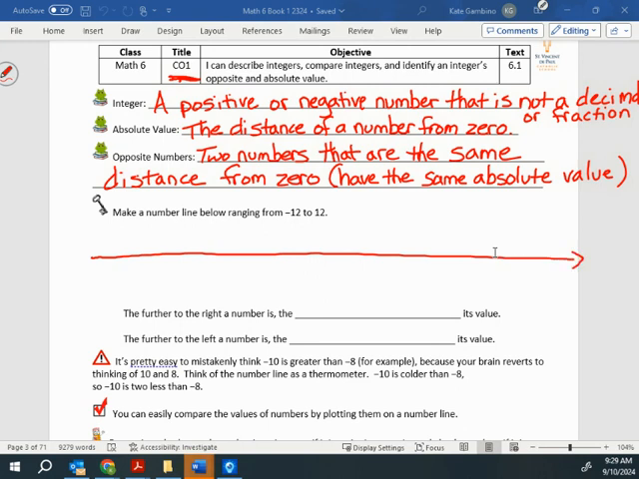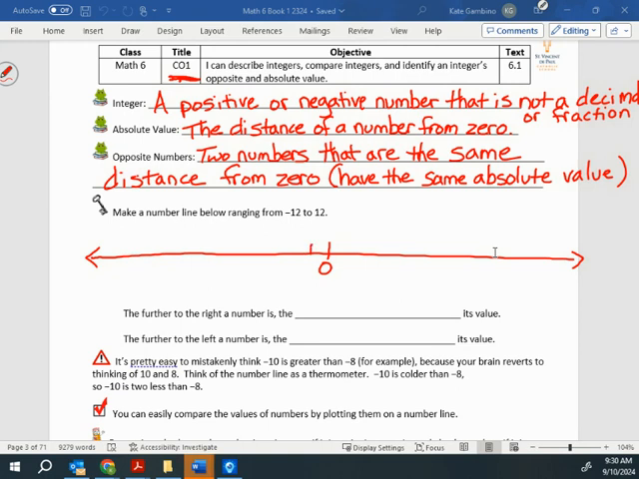Because it's a number line, it goes on forever, so I'm going to put my arrows at the end. In the middle, I'm going to put my 0. Because I need to have negative numbers and I need to have positive numbers. My negative numbers are always to the left of the 0. Positive numbers are to the right of the 0. And it wants us to go all the way to -12.